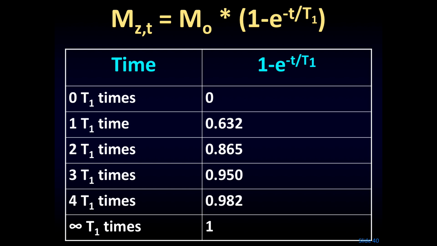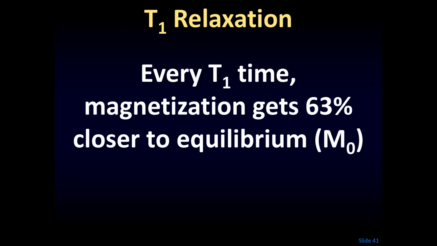But there's something else here. Turns out that with every T1 relaxation time, you're getting 63.2% closer from where you are to equilibrium. So if you start out at 0 and equilibrium is 1, then after 1 relaxation time, you're at 63.2%. If you're at 63.2%, you have 37% to go. 63% of 37% is about 22%, so that's what brings you up to 0.865. So every T1 time, you get 63% closer to equilibrium.